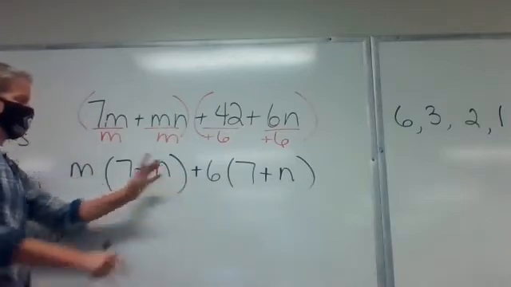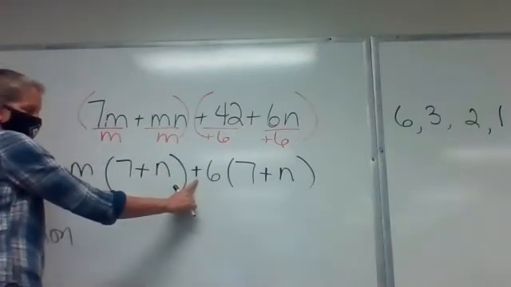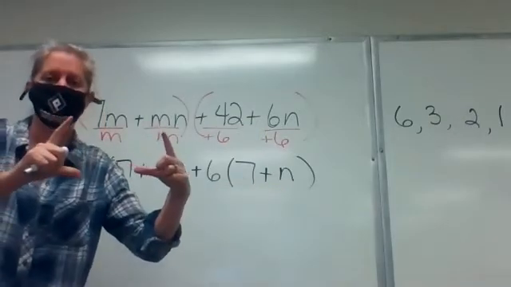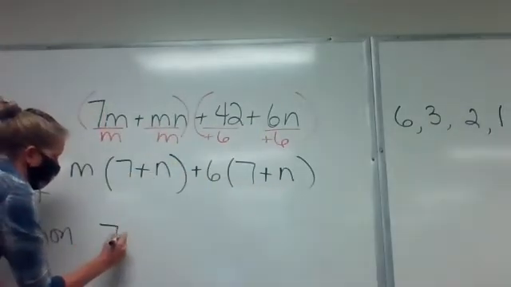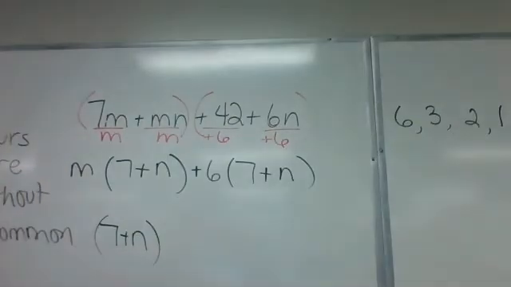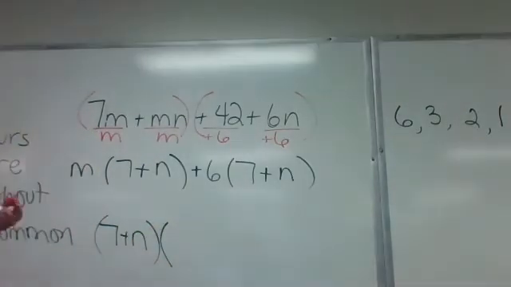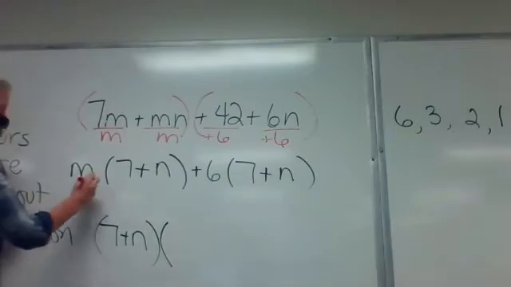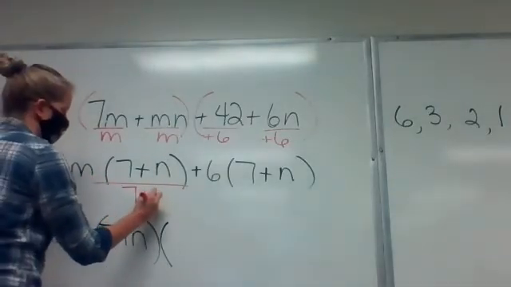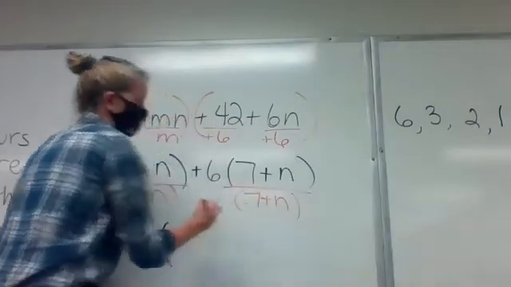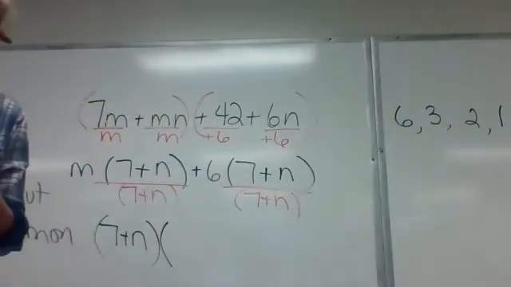So now the two things are being separated by this plus. What do they have in common? They just have a whole parentheses in common now. They've got that whole 7 plus n in common. So I'm going to pull it out, and then I'm going to divide by it, right? That's how you figure out what's left to put in your parentheses. So if I divide by 7 plus n, and put in parentheses what is left.